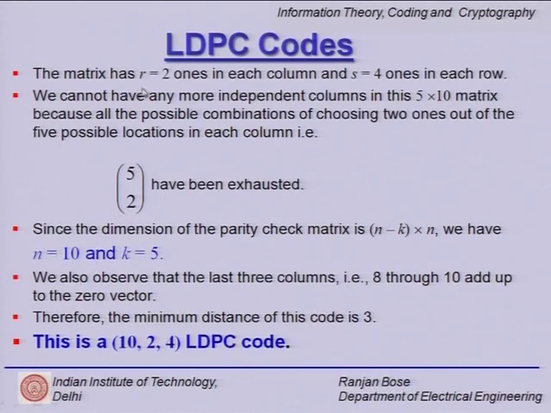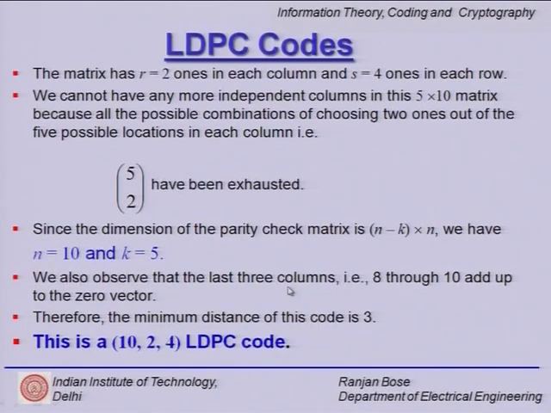So, we just verified that R is equal to 2 ones in each column and S is equal to 4 ones in each row. Clearly, we cannot have any more independent columns in this 5 cross 10 matrix, because all possible combinations of choosing 2 ones out of the 5 possible locations, 5 choose 2, which is 10, have been exhausted. Therefore, n is equal to 10 and k is equal to 5, because the dimension of a parity check matrix is (n minus k) cross n.